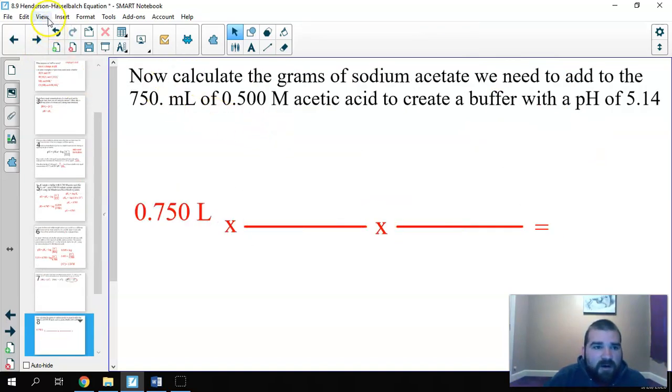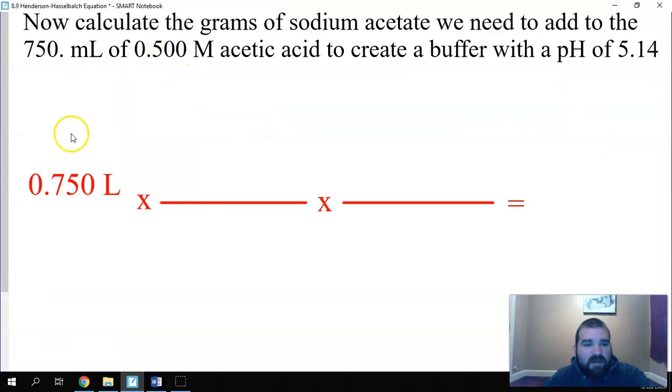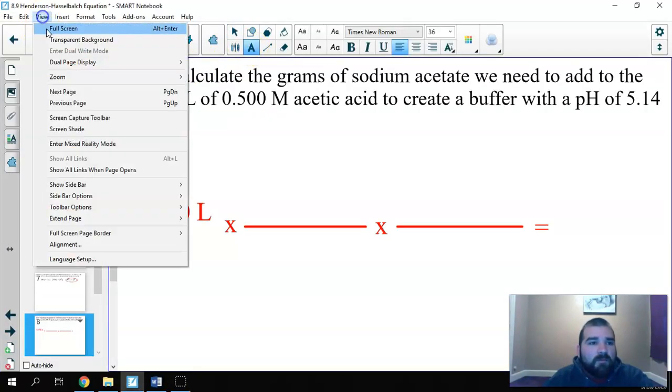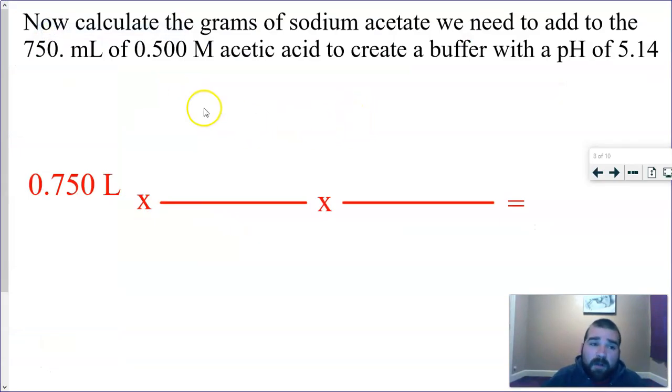All right, so let's finish this problem then. Now let's calculate the grams of sodium acetate we need to add to our 750 milliliters of 0.5 molar acetic acid to create this buffer.